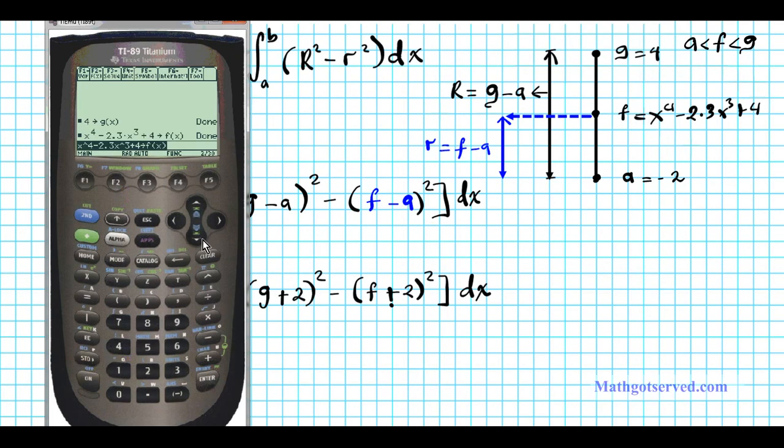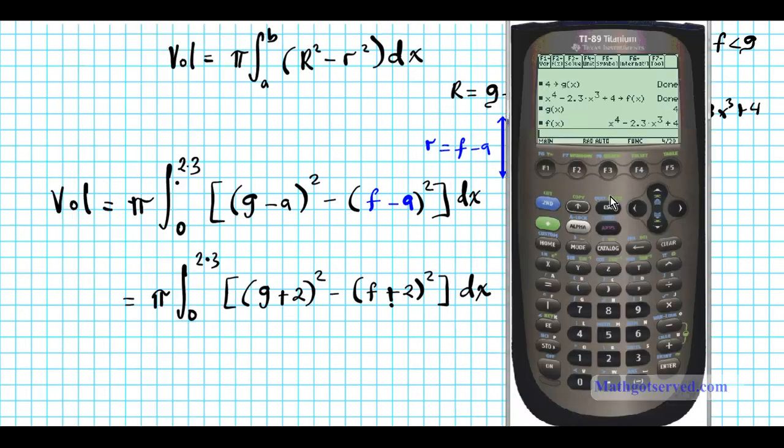If you just want to check to make sure everything is correctly stored, let's call the functions back up. Let's call on function g of x. It gives me 4, that's good. Let's call on function f of x. It gives me x to the fourth minus 2.3x to the third plus 4. The beauty of this is I don't need to enter these functions over and over again. I can simply use the names of the functions in my computations, all right? So let's go ahead and compute the volume of the solid. Let me just type this in. So the volume is pi. Where's pi?